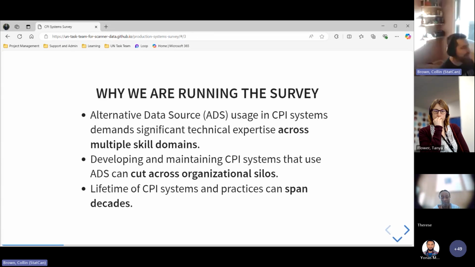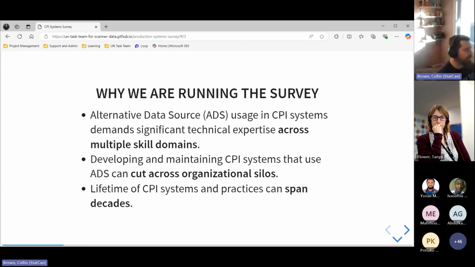Okay, so why are we running the survey? I think a lot of the folks here probably already know about alternative data, and Therese mentioned the adoption of scanner data, which is what our group focuses on. But this entails a lot of different expertise across different skill domains. You could think of computer science, statistics, and economics, with hard parts in each of those domains, and you have to bring them all together to deliver these end-to-end solutions.